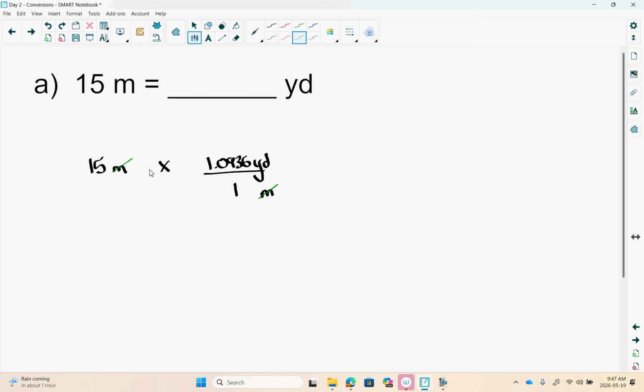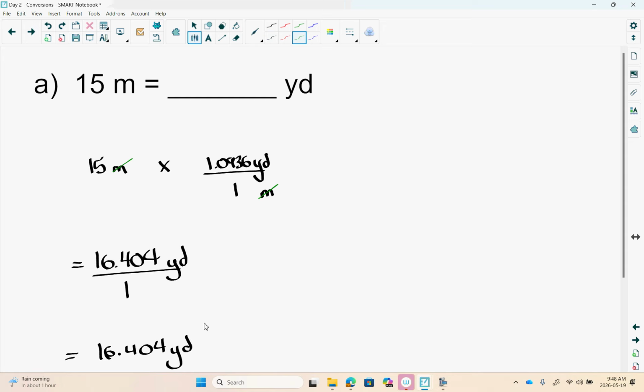Top by top, what's 15 times 1.0936? I get 16.404. And what units are left? Yards. If I do bottom by bottom, it's like over 1. Do I need to divide this by 1? No. 16.404 yards divided by 1 is still 16.404.